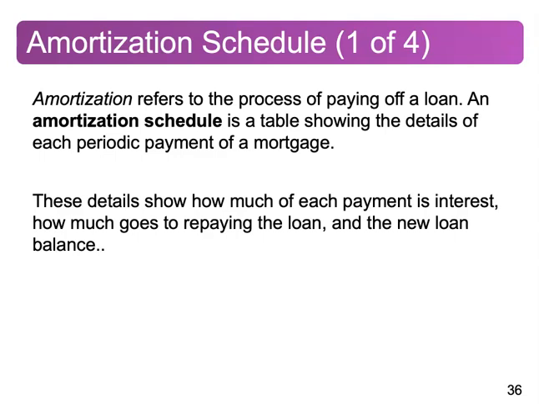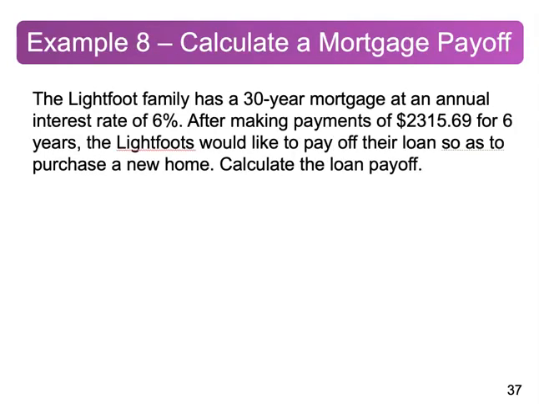And in your home purchase part of your finance project, you will actually create an amortization schedule for a home that you are interested in purchasing. So what we need to do in this is to figure out how to set up an Excel sheet for the whole schedule. You'll do that in your project. Right now, we're just going to do a few things in Excel so that you can answer some of the homework type questions. So we're going to look at the Lightfoot family.